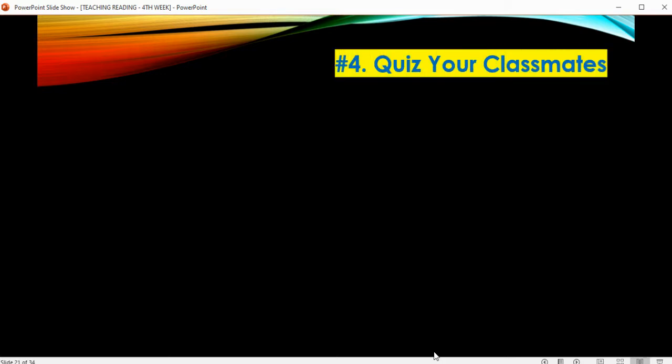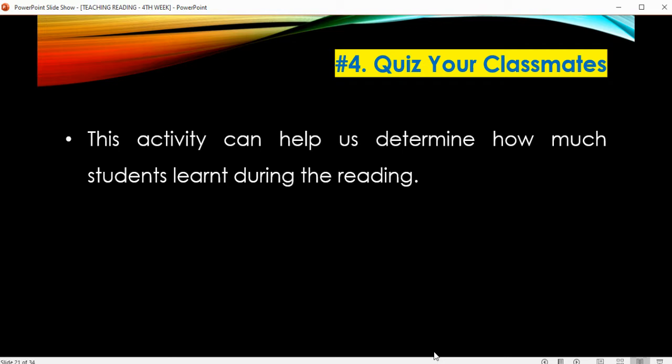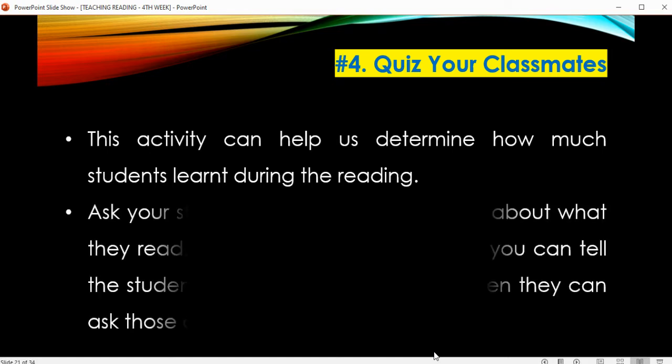The other activity that we could do is related to a previous one. Quiz your classmates. Remember that in the first one, the teacher prepared the quiz. The teacher prepares the quiz. Now, notice here, this activity can help us determine how much students learned during the reading.